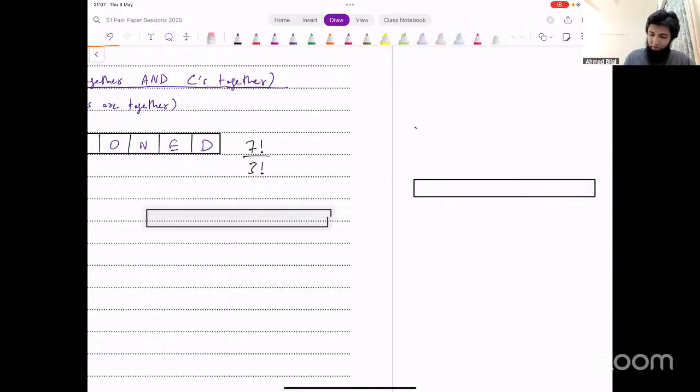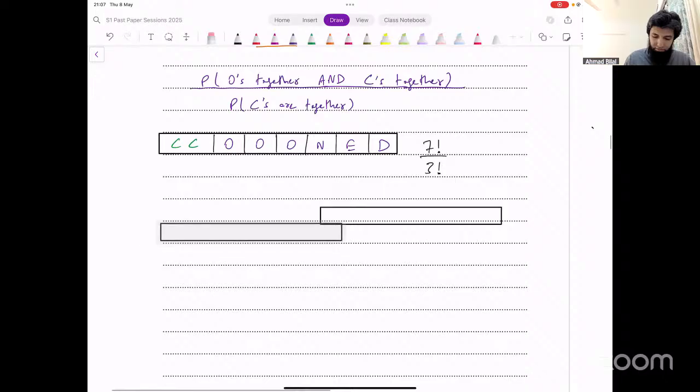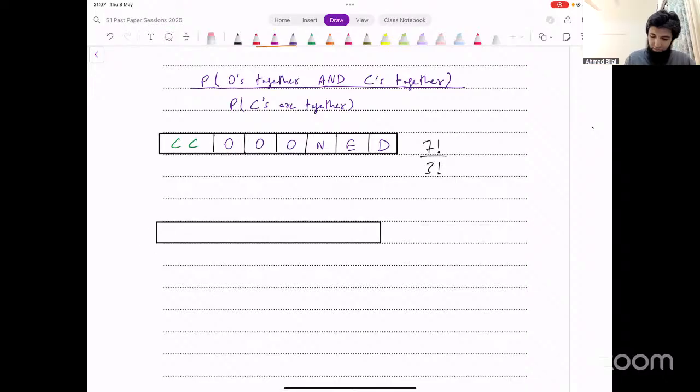Let's see what that would be. When the O's are together and the C's are together. Okay. So now what we say is, let's put C's in a single box and let's put O's in a single box. There are 3 of them. So we put O's in a single box as well.